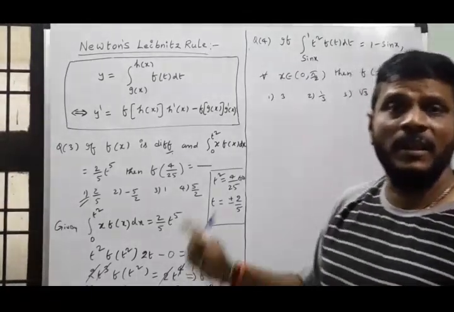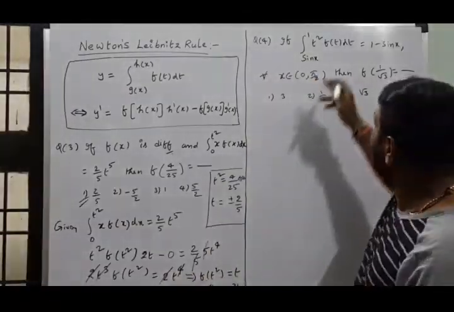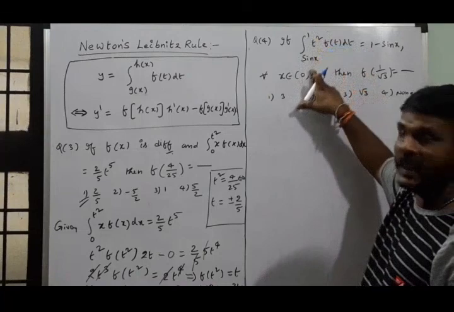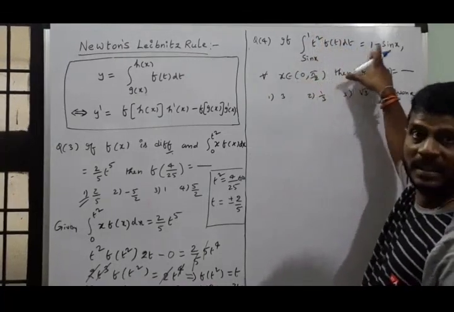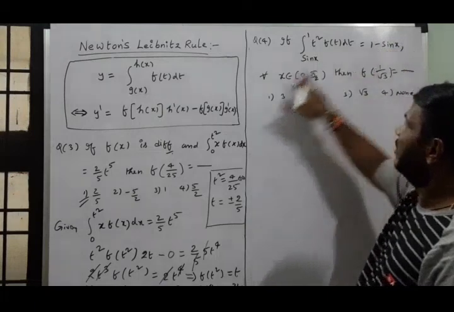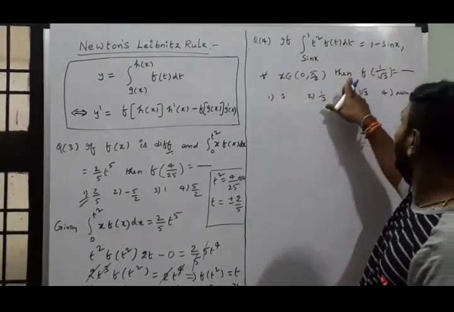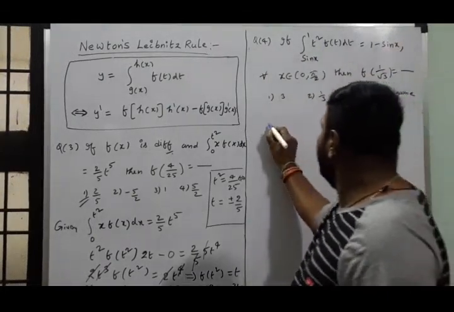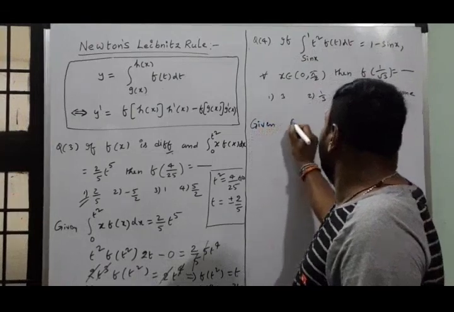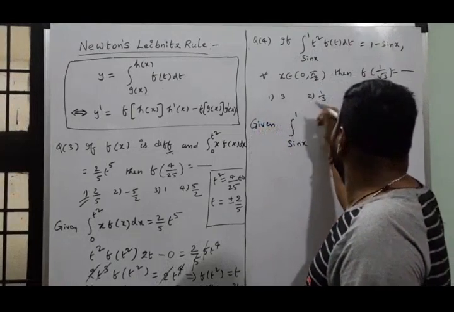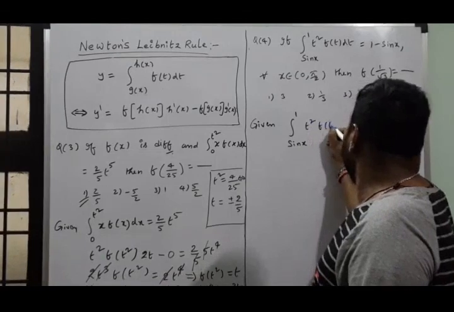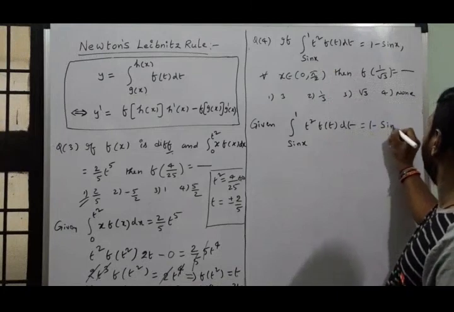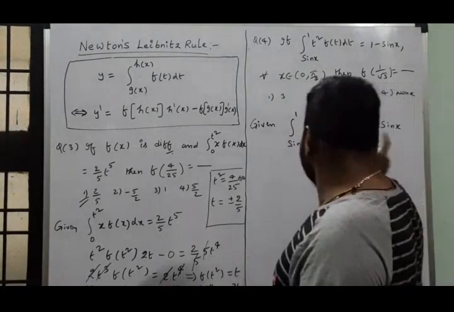Hi students, now I am going to explain the fourth question. What is the given integral? The integral from sin x to 1 of t square f of t dt is equal to 1 minus sin x for all x belonging to the first quadrant. Then what is f of 1 by root 3? Okay, so take the given equation. The integral from sin x to 1 of t square into f of t dt is the left hand side, and the right hand side is 1 minus sin x. Now differentiate both sides.